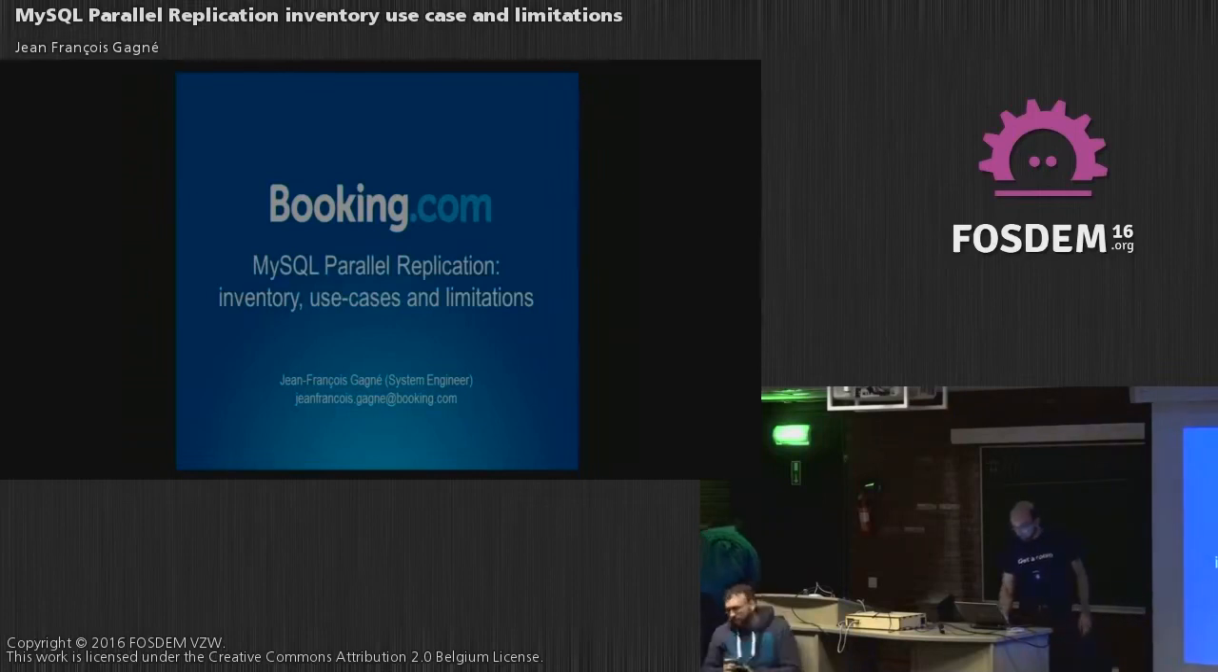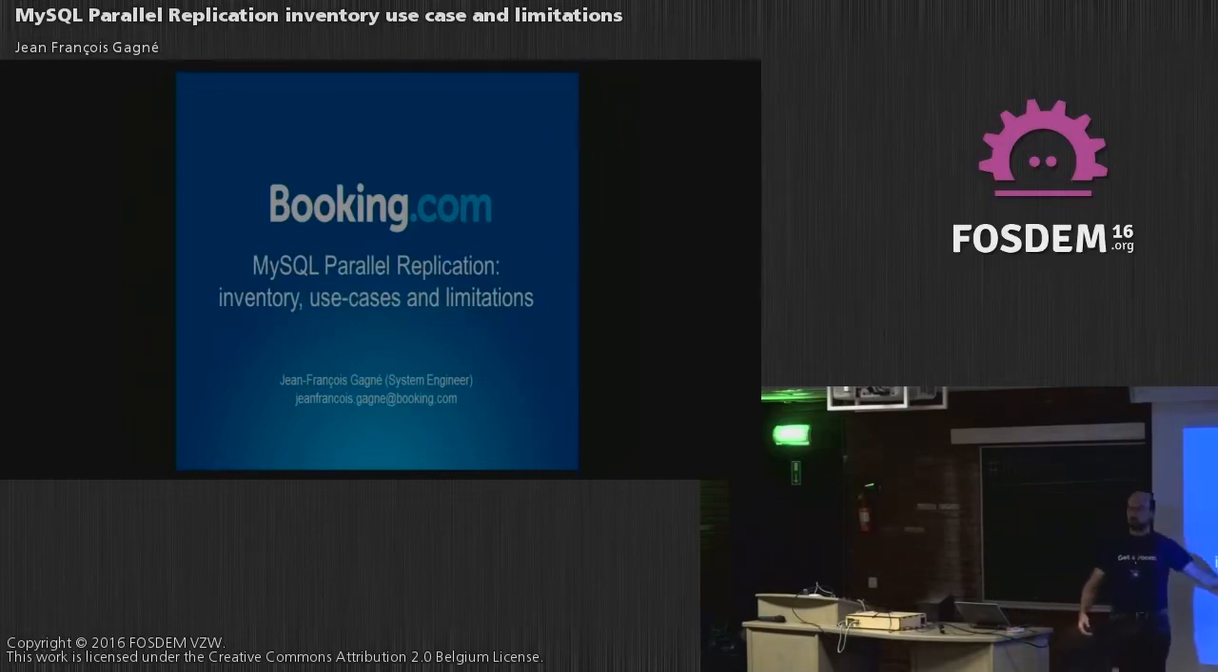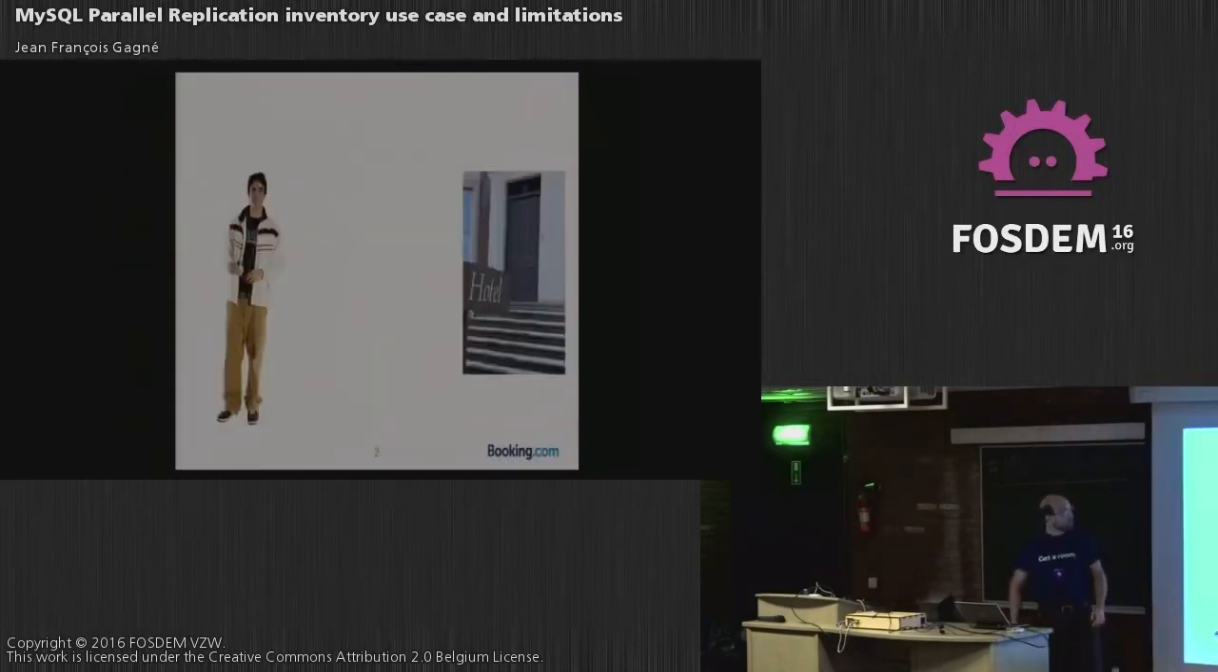Okay, so I'll start. My name is Jean-François Gagné. I'm going to talk about parallel replication. I'm going to talk about MySQL 5.6, MariaDB 10.0, 10.1, and MySQL 5.7. So we'll talk about the inventory of the current landscape. I'm going to talk about use cases at Booking, and also what you should expect and not try to do with those solutions.